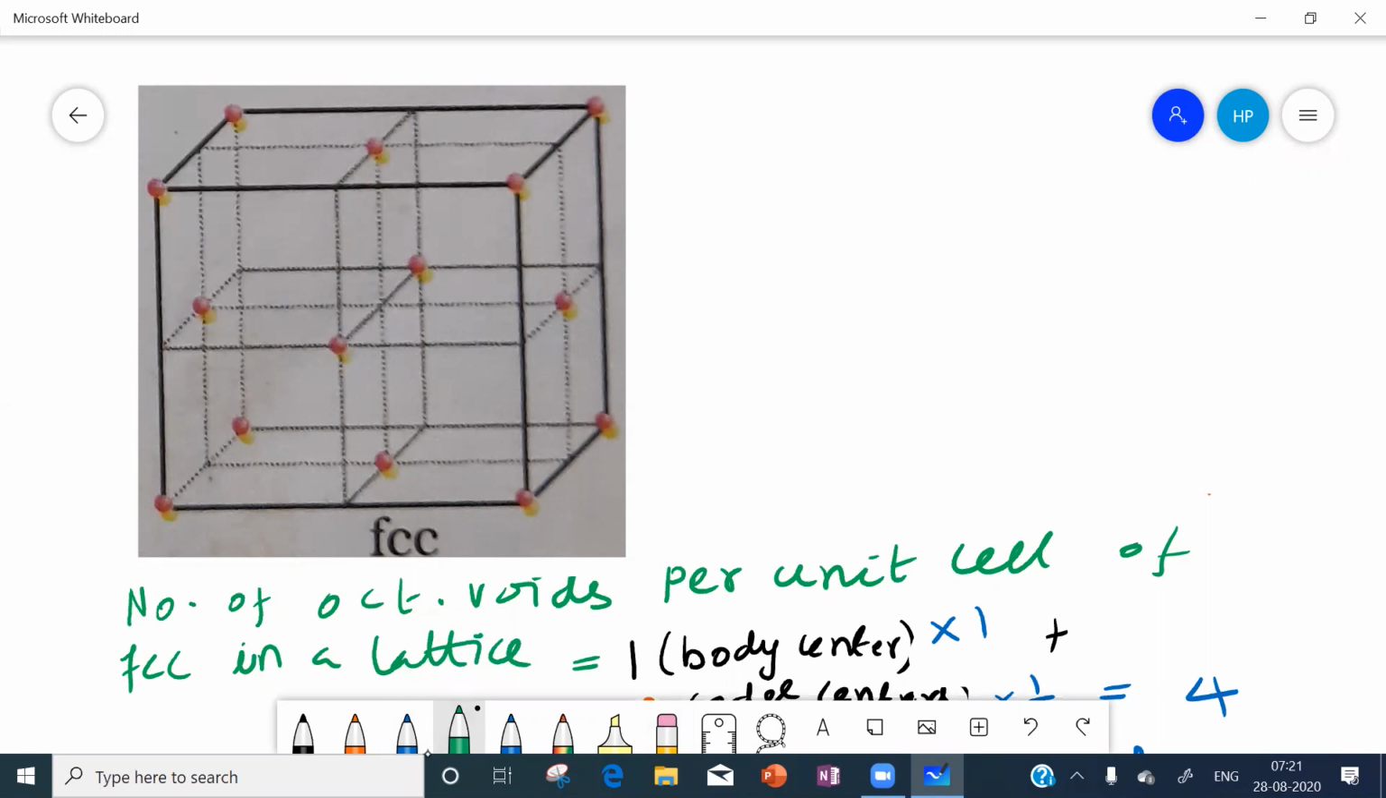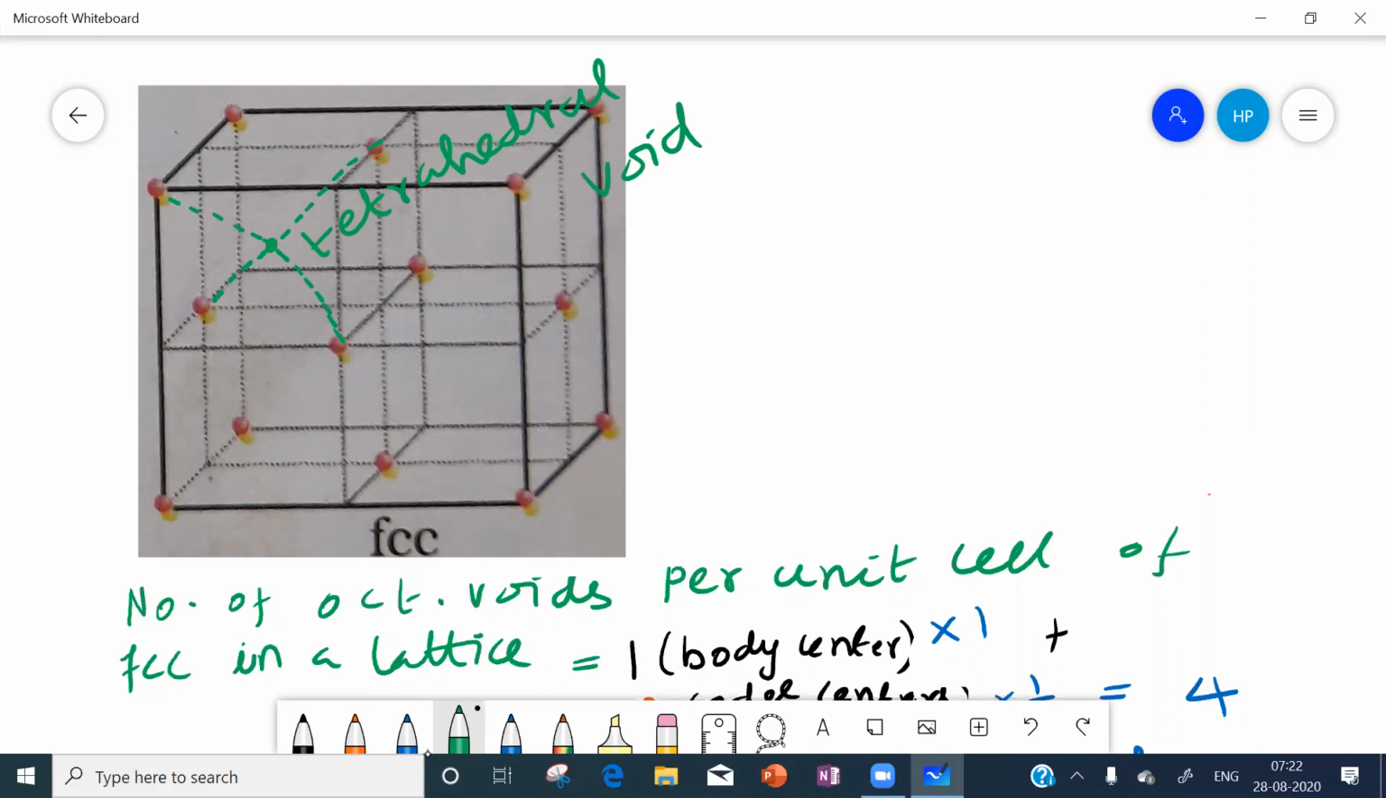Next we will see. I will consider this a small cube. In this small cube, I will take the center point. I will join these 4 to the center point. Okay, one I have joined. Next, I will join this. Next, I will join it. So this center point is called a tetrahedral void.